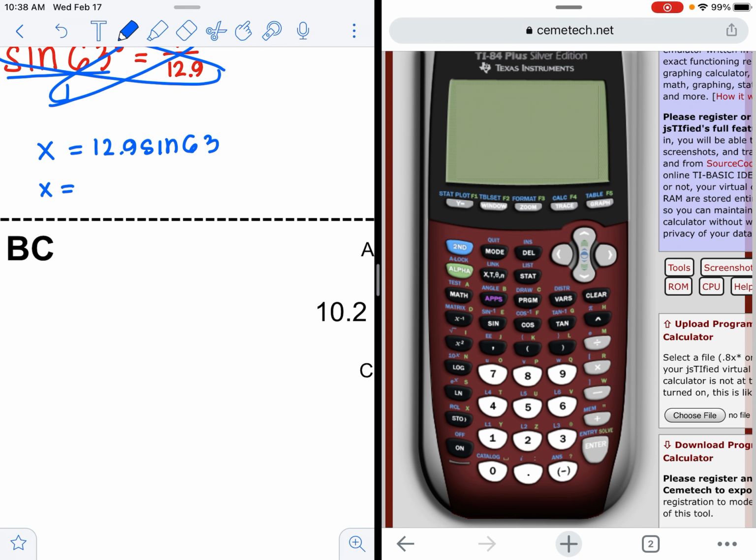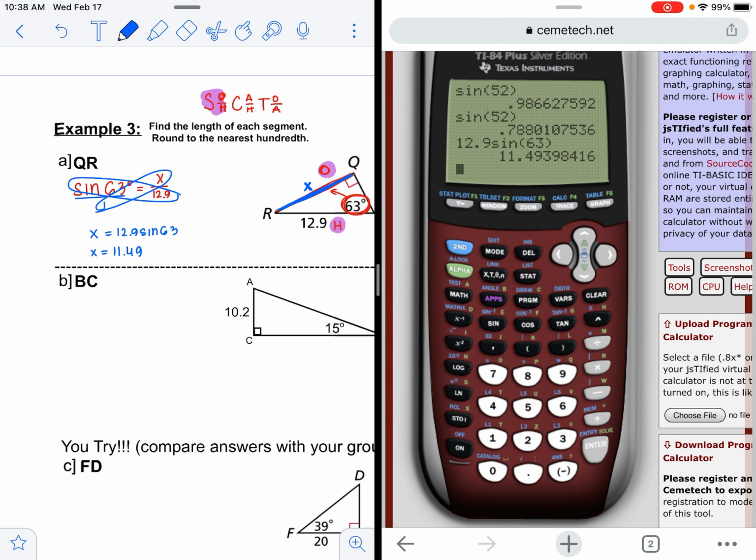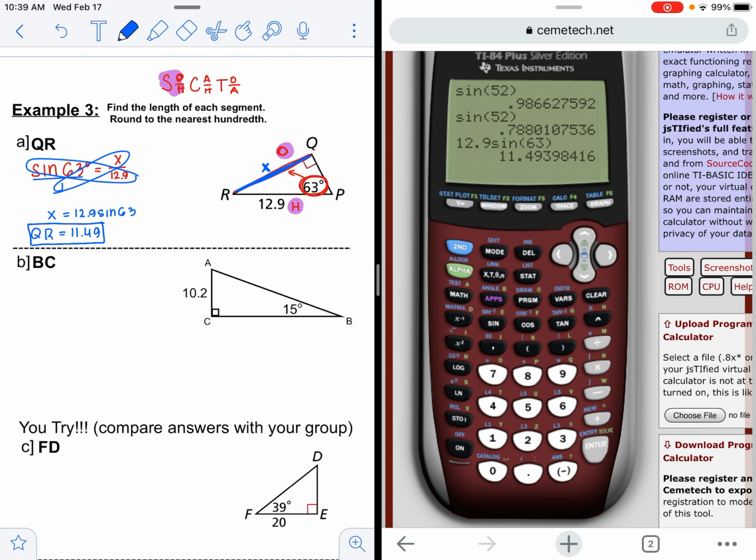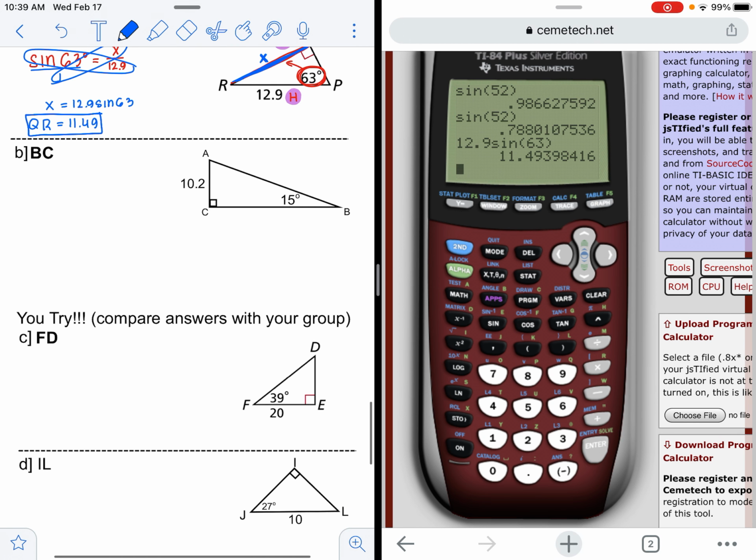All right, now I'm ready to put this in my calculator. Did it say where to round answers to? Round to the nearest hundredth. So I'm going to hit on first. There we go. 12.9 sine of 63. Close the parentheses. Hit enter. And I got 11.49 is the length of QR. So I called it X, so I'm going to finish up by erasing this X right here. I'm going to put QR is equal to 11.49. Oh, my fill's in, so I'm going to have to fix that later.